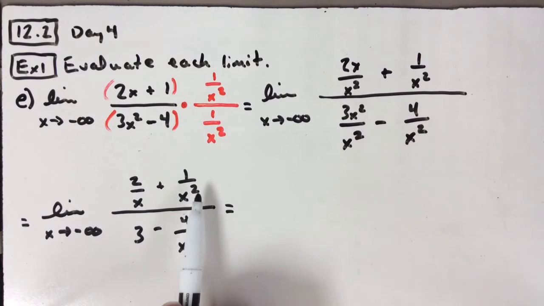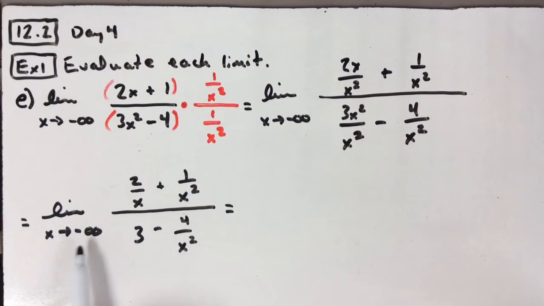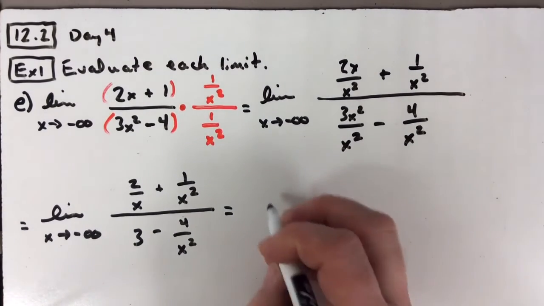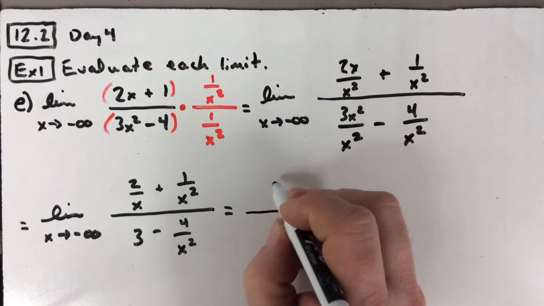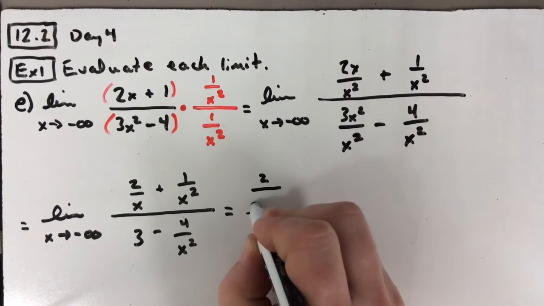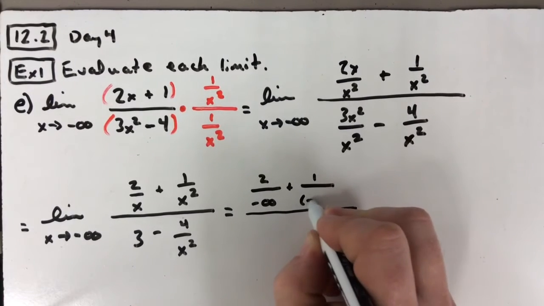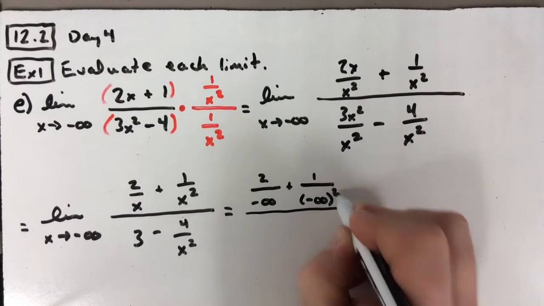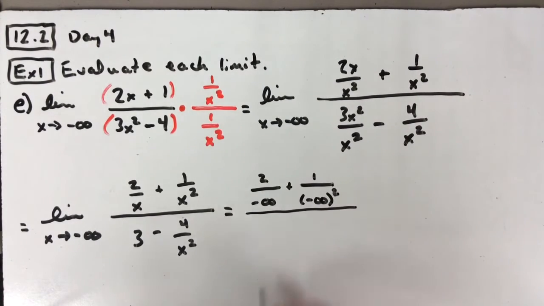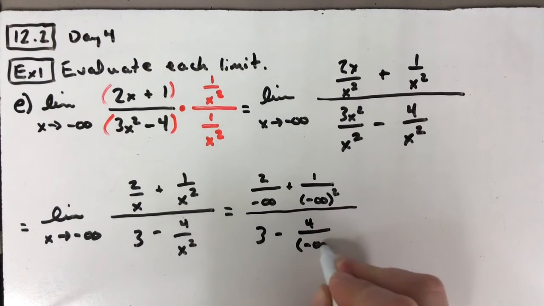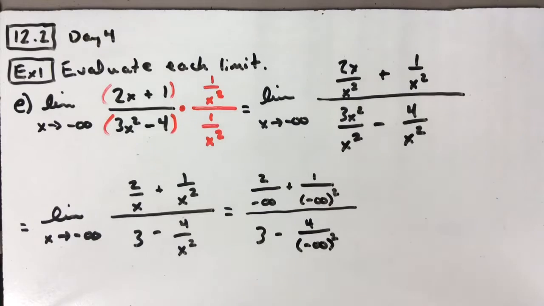Once you have gone through and reduced these fractions, that's when we plug in our negative infinity. So now I'm going to take negative infinity and plug that in for all of the x's. So I end up with 2 over a negative infinity plus 1 over a negative infinity squared on the top. On the bottom, 3 minus 4 over negative infinity squared.